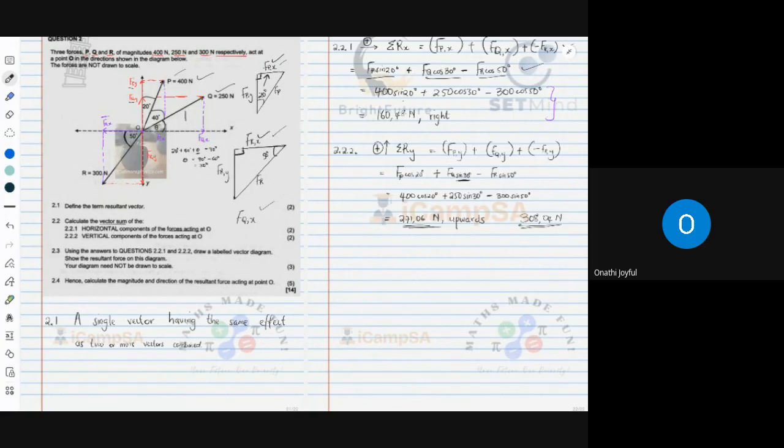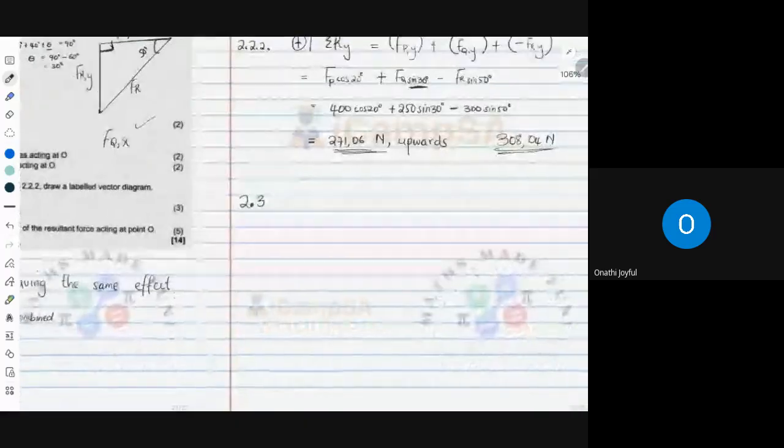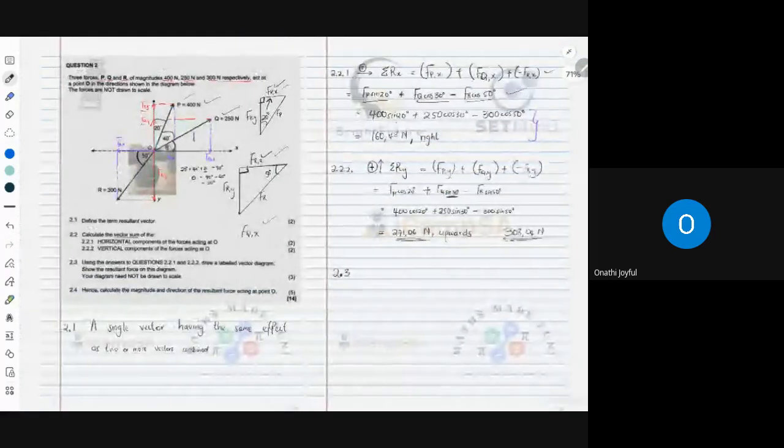And now, using the answers to question 2.2.1 and 2.2.2, draw a labeled vector diagram. Show the resultant force on this diagram. Okay, so let's do it. This is what I've been explaining to you guys. These components, Rx and Ry, are the horizontal and the vertical components of a resultant vector, respectively. So now, what they are saying is, let's draw a labeled vector diagram showing all of these components, and also showing the resultant force on this diagram.